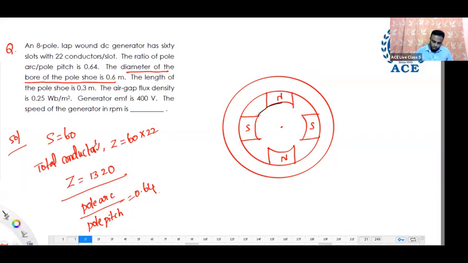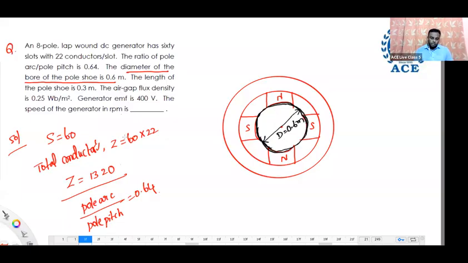Join the arc of all the poles. It forms approximately a cylindrical shape. Join the pole arc of all the poles; this is called the bore of the pole shoe, and this diameter is given as 0.6 meters. Okay, this is the meaning. If you join the pole arc of all the poles, it forms a circular shape. That is called bore of the pole shoe.